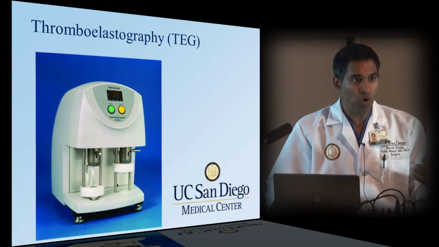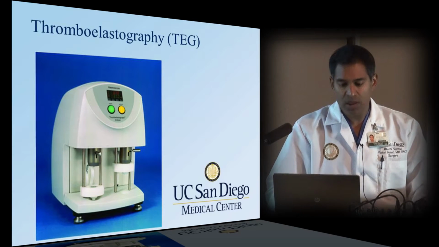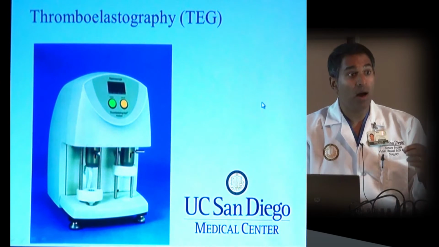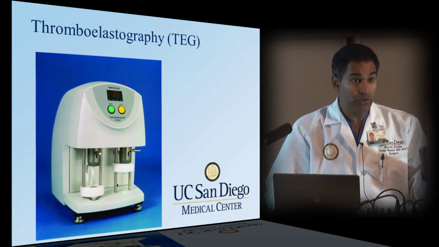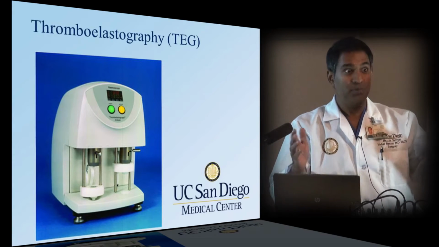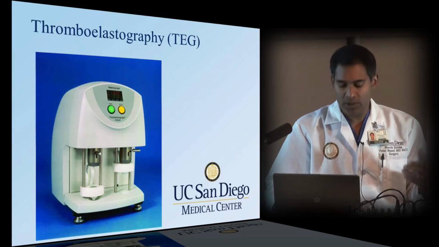This is what a portable TEG machine looks like. And there are lots of different TEG machines out there, but this is kind of what it looks like. It's pretty small and it's pretty simple. I want you to pay attention to these cylinders down here, and I'll show you how exactly the TEG works. Because a lot of you think, oh, TEG, get blood and put it in and magically we get a number or a graph. But it's actually a pretty simple concept.